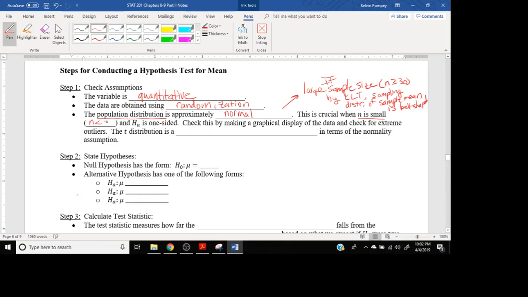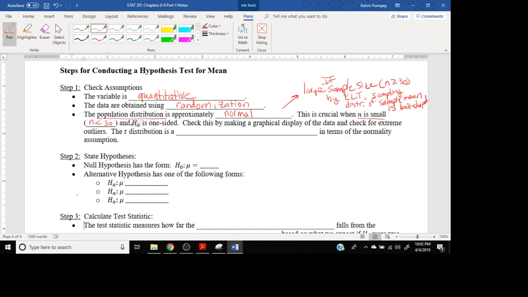Now, if our population distribution is not normal and our sample size is small, where small is less than 30, then we have some problems. Our assumption is not satisfied. This is very crucial when we have a small sample size and our alternative hypothesis is one-sided. We can check our normality assumption that the population distribution is normal by checking the graphical display of the data that we collect in our sample.